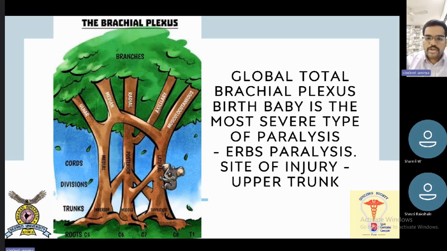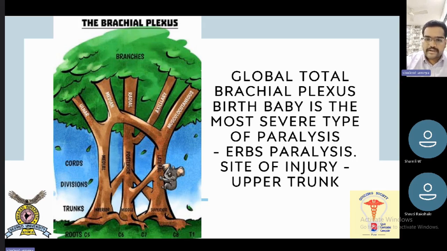Now, injuries to brachial plexus, there are 3 lesions which can happen. First is the global total brachial plexus birth palsy. Global total brachial plexus birth palsy is the most severe type of paralysis in which the entire brachial plexus is affected, and it is very rare. I mean, it's the rarest of the diseases. The etiology of global total brachial plexus palsy is the same as that of Erb's and Klumpke's paralysis.